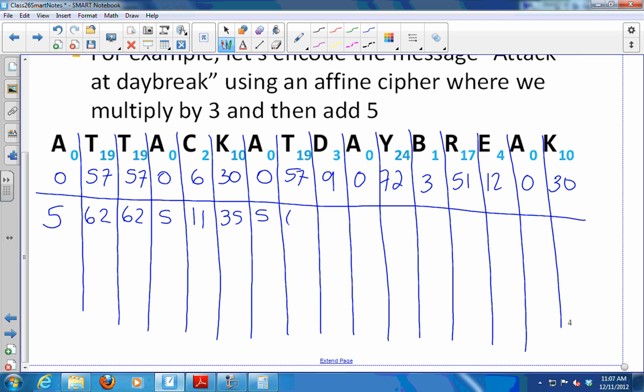57 plus 5 is 62. 9 plus 5 is 14. 0 and 5 is 5. 72 plus 5 is 77. 8, 56, 17, 5, 35.